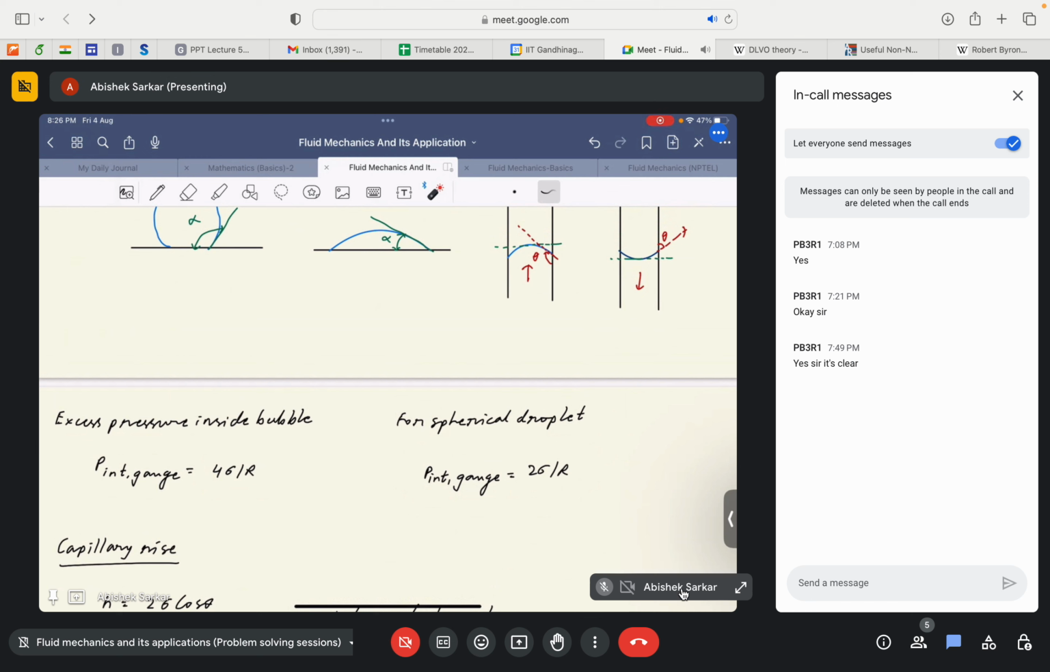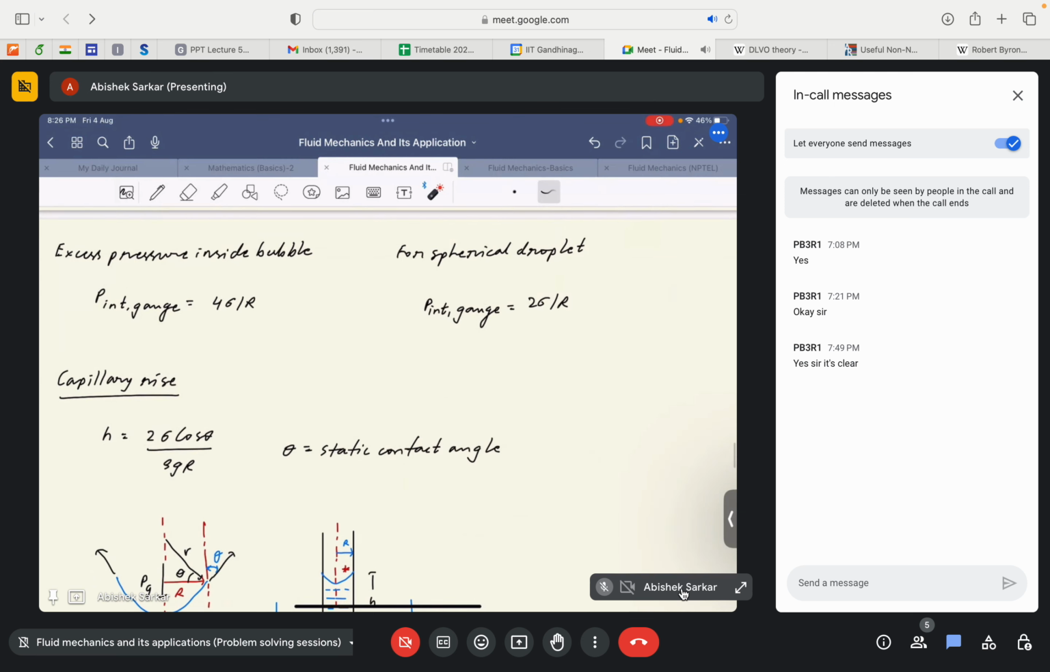Essentially, the factor of 2 comes into the picture because instead of a single interface, the bubble has 2 interfaces, because the bubble is hollow. It will have one interface of air and liquid within the bubble, and the interface of air and liquid outside the bubble. Because of these 2 interfaces, and assuming that the thickness of this liquid layer is very small, we can write the excess pressure within the spherical bubble to be 2 times the excess pressure of a spherical droplet. So yes, that's about it.